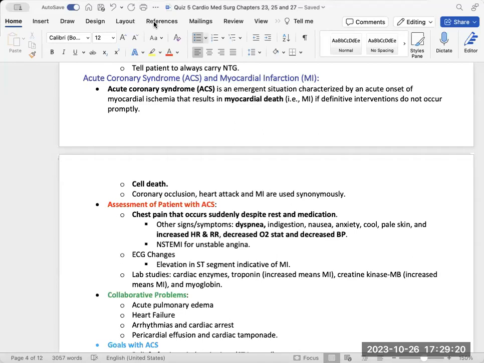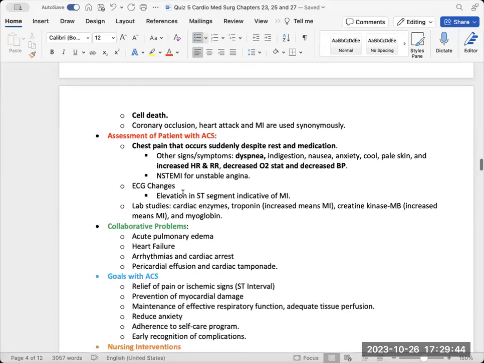So these two are sort of related, or you could kind of say interchangeable, but I've only ever seen them ask about an MI. They never really mention acute coronary syndrome, but acute coronary syndrome, as an emergent situation caused by this ischemia, will lead to an MI. So that's what I want to point out. It will lead to a myocardial infarction.